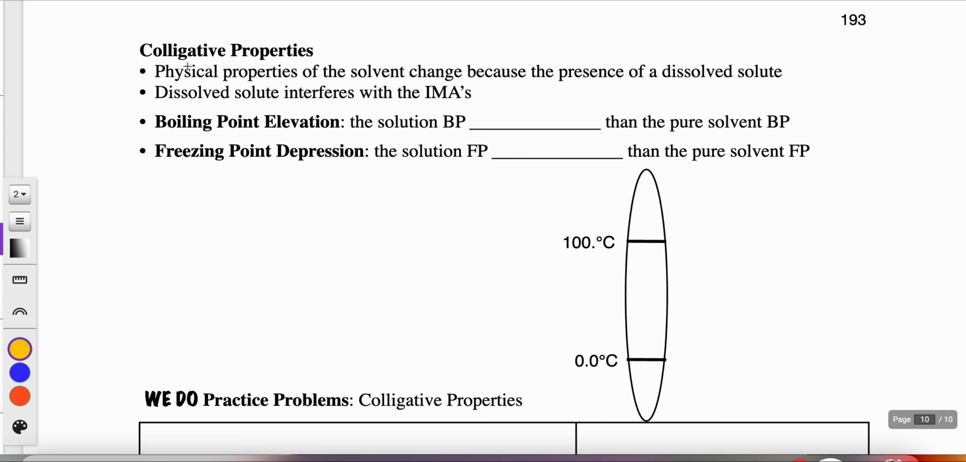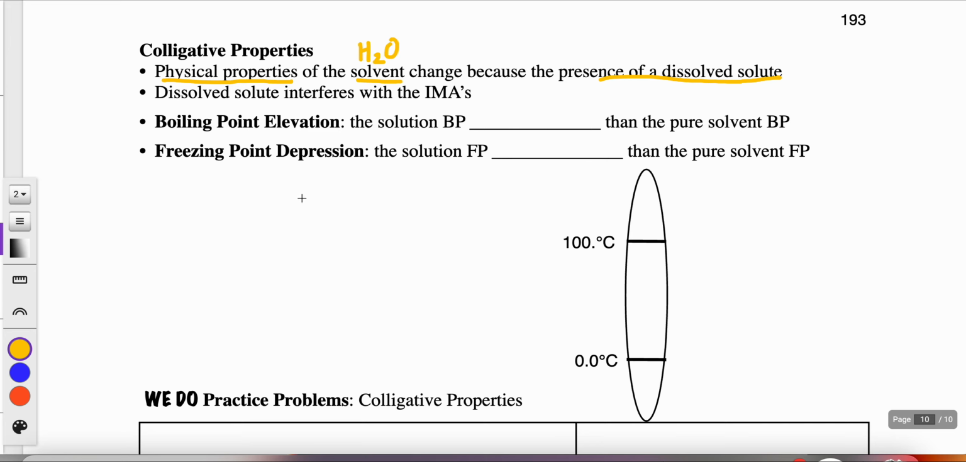And it's a little bit of a strange word, but what it takes a look at are the physical properties of the solvent that are affected because of the presence of a dissolved solute. The dissolved solute interferes with the attractions between the solvent molecules. So our primary solvent, or the only one we really look at, is water. So when we dissolve something like a salt or a sugar in water, those particles interfere with the water-to-water attractions.